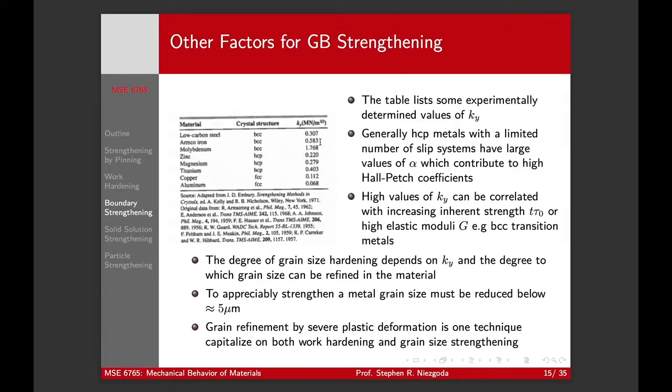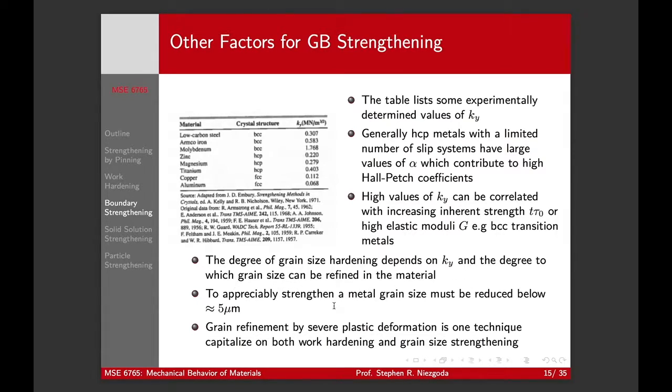And so we can look at the Hall-Petch for different metals, and we see some trends. HCP metals with a limited number of slip systems have high Hall-Petch coefficients. High Hall-Petch coefficients can further be correlated with inherent strength or with higher elastic moduli. That makes sense. The degree of grain size hardening depends on the Hall-Petch coefficient and the degree to which grain size can be refined in the material. Well, obviously, if we can't shrink our grain size small enough, it doesn't really matter what Ky is.